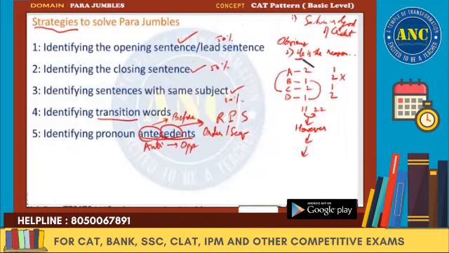Here the pronoun is he. But what is the antecedent for the pronoun? It is Sachin. Only after introducing the character Sachin can I then use the pronoun he. So you will find such, again, grammar giving you good clues or hints in identifying the correlation between sentences in a para-jumble question.